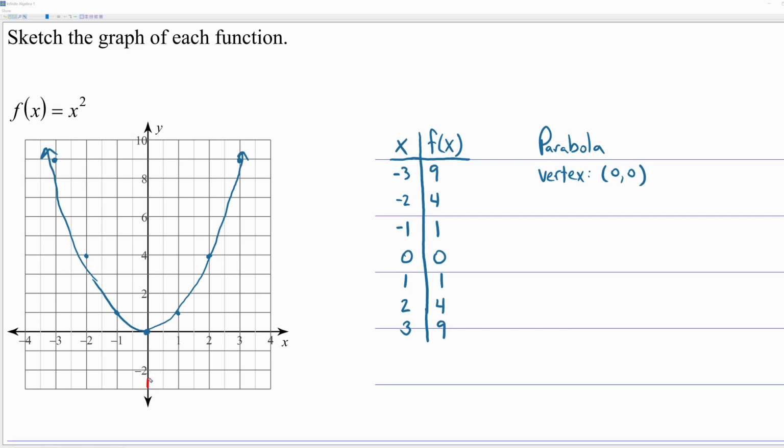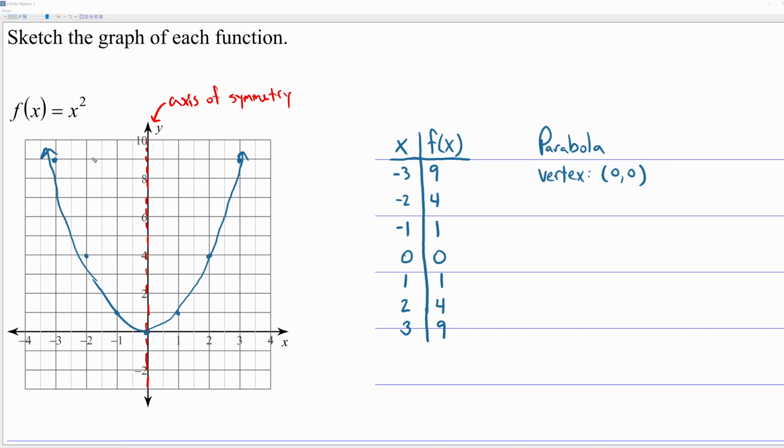If you draw a line up and down through the vertex, so this line I'm drawing in red, if we were to fold across this dotted line, then everything would line up. So that line is called the axis of symmetry. And anyway, that's how you graph this really basic parabola.